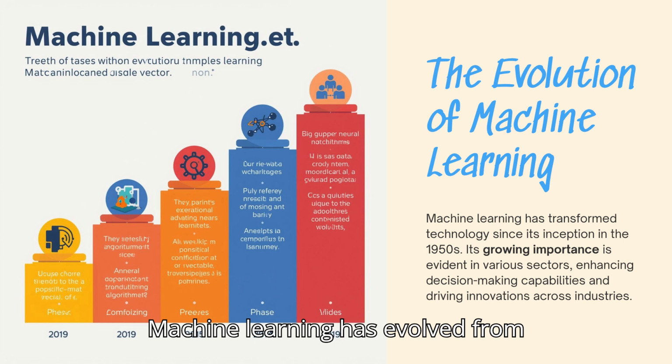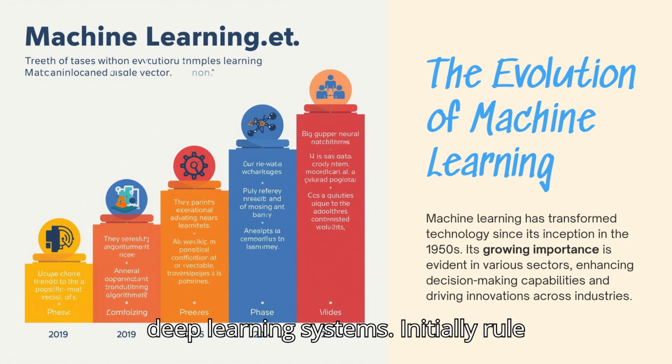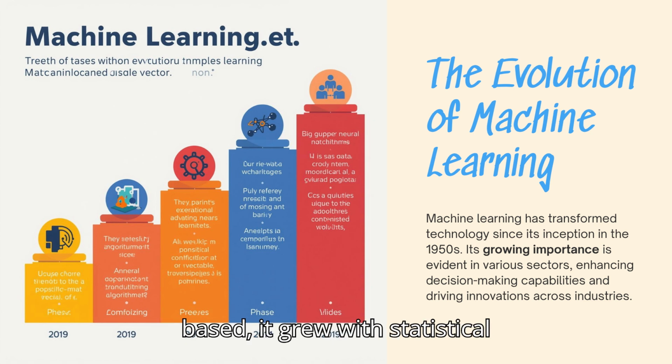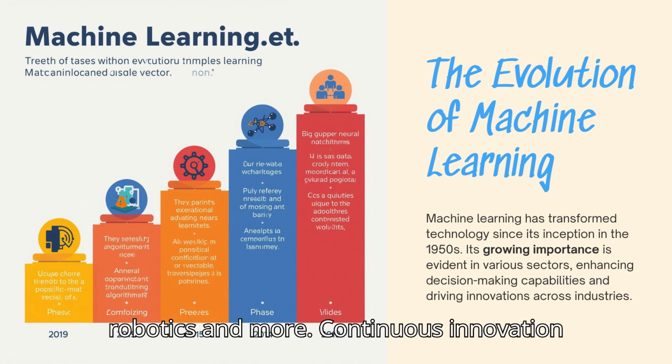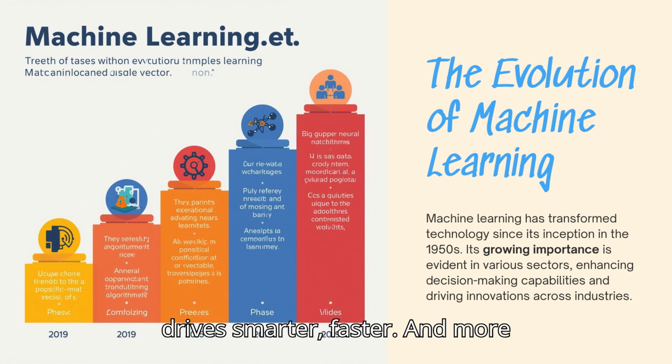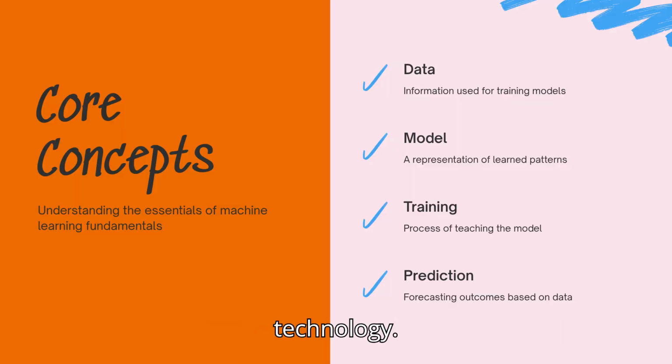Machine learning has evolved from simple pattern recognition to advanced deep learning systems. Initially rule-based, it grew with statistical methods, neural networks, and big data. Modern ML powers AI applications in healthcare, finance, robotics, and more. Continuous innovation drives smarter, faster, and more autonomous systems, shaping the future of technology.